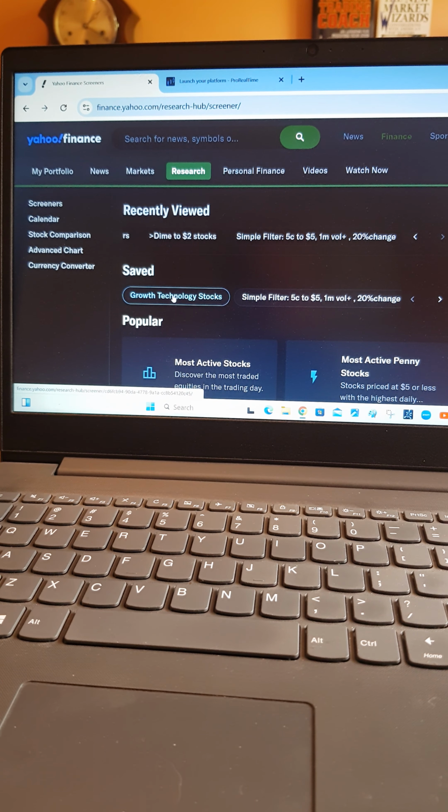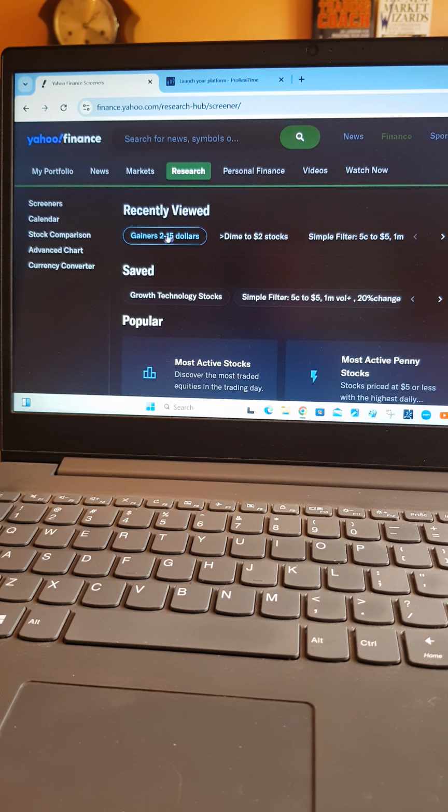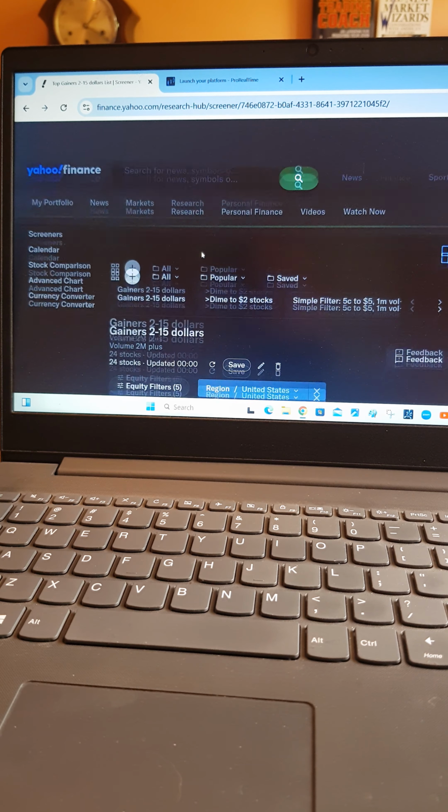I have a few other saved. One, growth technology. I don't really look at it as such, but it's set up, and sub dime, so under 10 cent. Now I've named these myself, so you can create a filter screener and call it what you want. So looking at my gainers, $2 to $15, I'll just show you what I have, and then I'll go from the very start into how to actually create your own one.